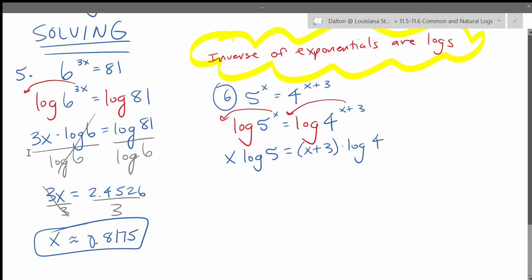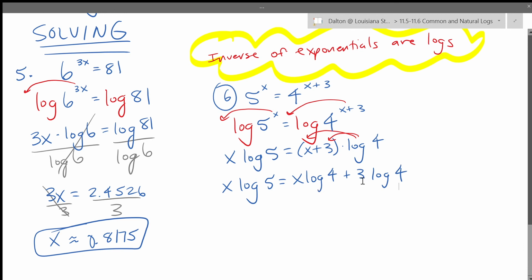Now, you can't do what you did over here and start dividing to try to isolate x, because right now your x's are not isolated. So you don't want to make this any messier by calculating logs of numbers, because that's just going to give us crazy decimals. So what I want you to do is actually distribute this log of 4 on the right side to the x and the 3. So then that gives us x times the log of 5 equals x times the log of 4 plus 3 times the log of 4.